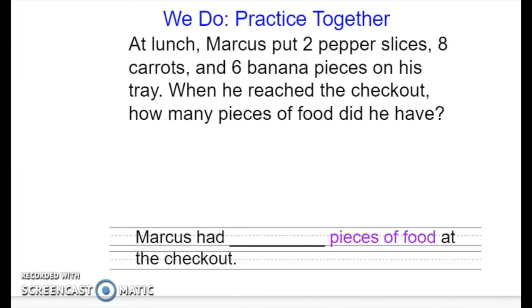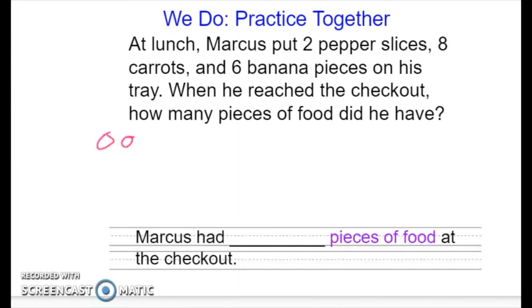It sounds like, my friends, the question is asking me to figure out the total or the whole. It's very important that you know what the question is asking you. Alright, my friends, for our picture, we're going to use a simple drawing. For simple drawings, you can use either lines or dots to help you. At lunch, Marcus put 2 pepper slices. So I'm going to go ahead and draw 2 dots.